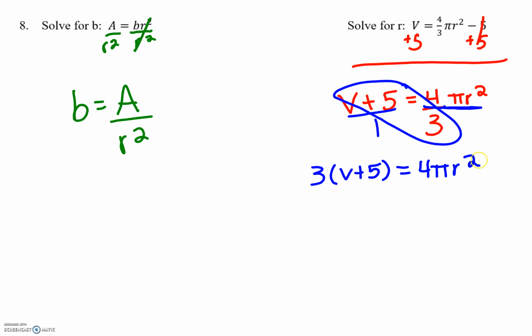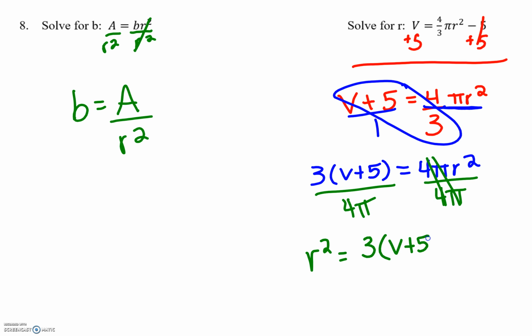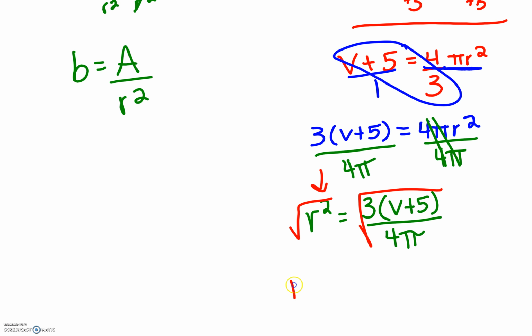Again, we want to get rid of everything associated with that r. So that means we have to divide both sides by 4 pi, since it was being multiplied. So that cancels out, and now we have r squared is equal to 3 times v plus 5 over 4 times pi. To undo an exponent of 2, we need to take the square root. So our final answer is r is equal to the square root of 3 times v plus 5 all over 4 times pi.